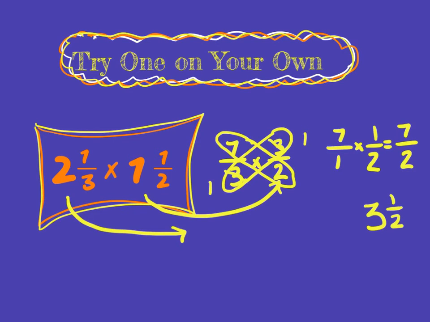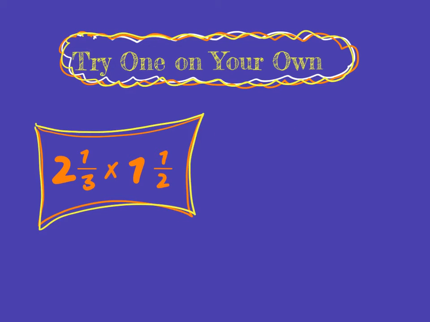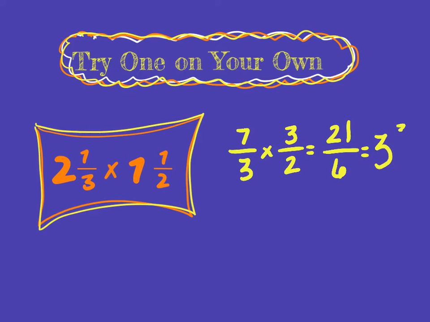Now, say I didn't cross-cancel and I just went by multiplying 7/3 by 3/2. I'm going to get 21/6. And when I change that into a mixed number, I'm going to get 3 and 3/6. Now, normally what I would do is look at this fraction and simplify it, which would give me 3 and 1/2.